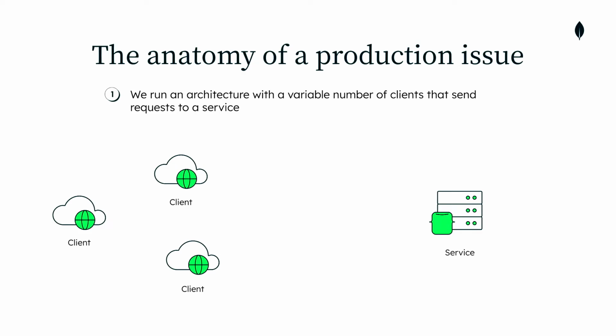So I want to go through quickly the anatomy of this scenario that I'm talking about, because this is going to be the thing that we're trying to avoid via the techniques going through the rest of this presentation. So let's assume that we're running an architecture where we have multiple clients connecting to some service. Let's not even call that a database service at this point.